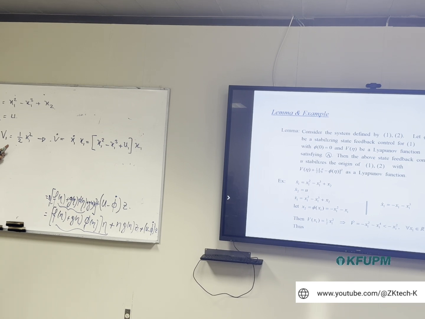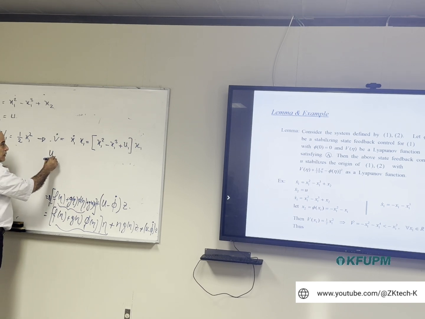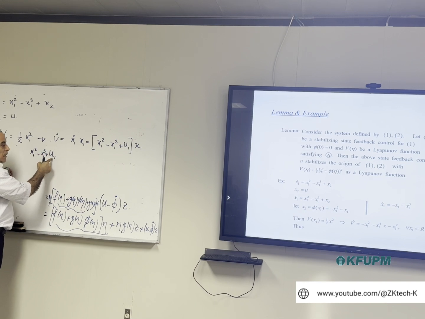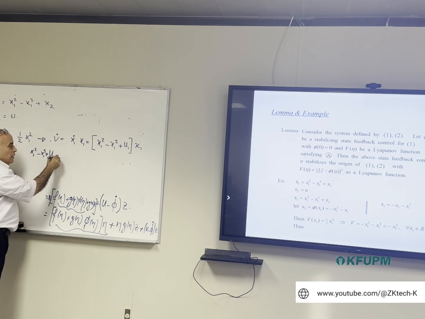So I'm looking for this phi of eta. This phi of eta is u1 in this case. I called it u1 so you know that it's like an input. It's a virtual input to the system. So what should be the virtual input for us here? We will have x1 squared minus x1 cubed plus u1. This has to be minus lambda x1.